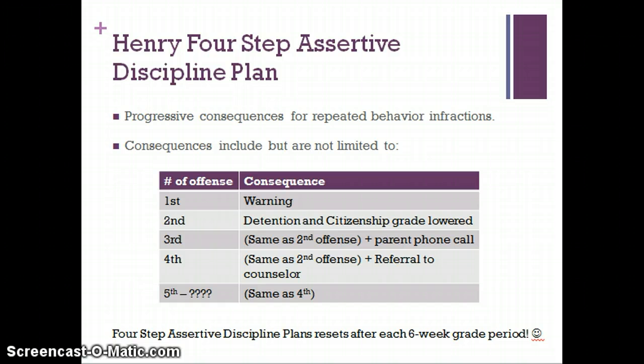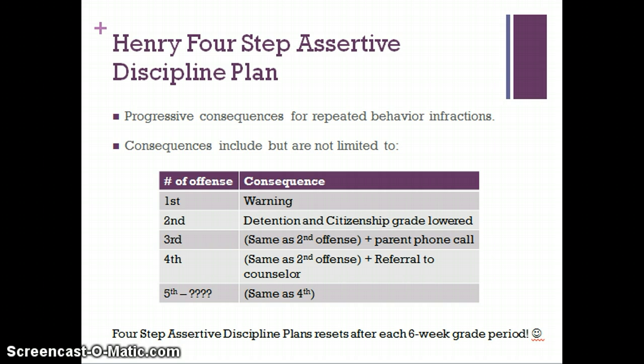Okay, so what happens if you don't follow a rule, if you break a rule, if you have an infraction? This year we have the Henry 4-Step Assertive Discipline Plan, and you'll probably be seeing this in your other classes. Basically, the plan has progressive consequences for repeated behavior infractions. Consequences include, but are not limited to, on your first offense, you get a warning, a verbal warning from me, and I'll go over the actual 4-step assertive discipline plan sheet with you in just a few minutes after the recording to show you how it's set up.